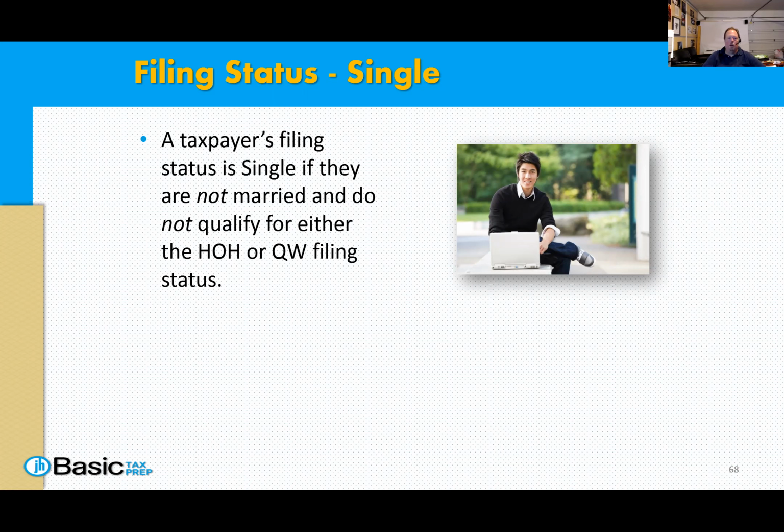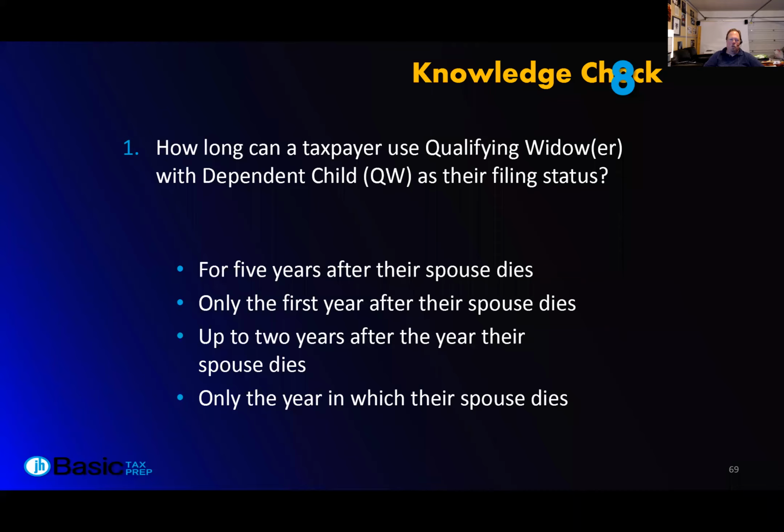Okay? So, how long can a taxpayer use the qualifying widower and dependent child as their filing status? For 5 years? Only the first year after the spouse dies? Up to 2 years after the year the spouse dies? Only the year in which the spouse dies? Okay, up to 2 years.